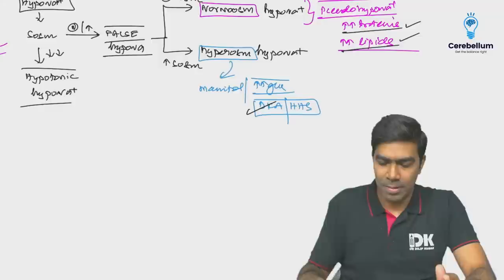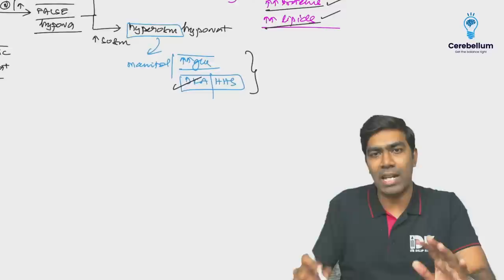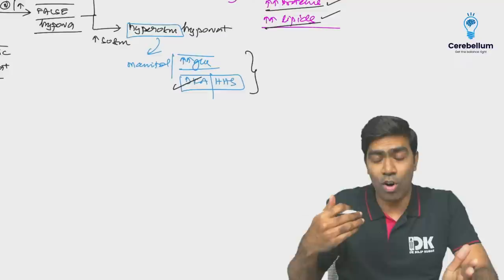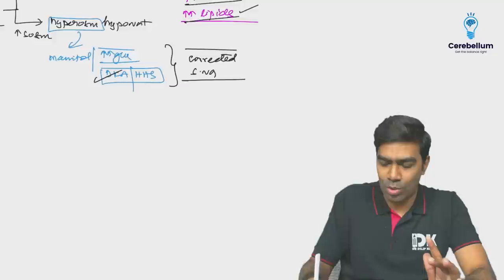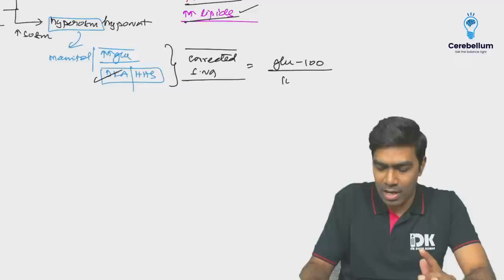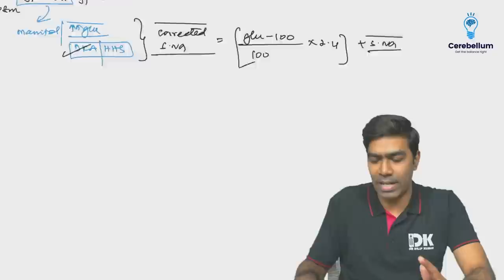Here you need to remember a small piece of data: for every 100 milligrams increase in blood glucose beyond a value of 100, your serum sodium is going to falsely reduce by 2.4 milliequivalents per liter. So that is why you need to know the concept of corrected serum sodium. So what is corrected serum sodium? Corrected serum sodium is equal to the glucose value in the blood minus 100, divided by 100, multiplied by 2.4, plus the actual serum sodium that is reported by the machine.